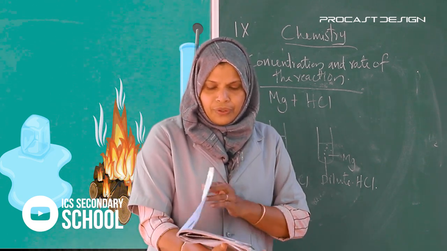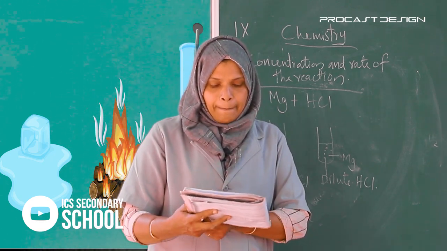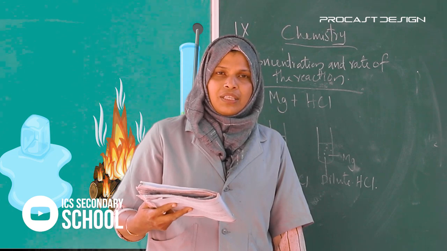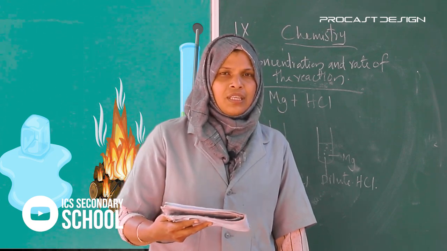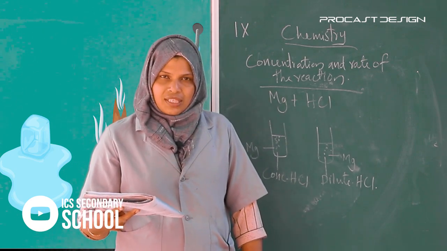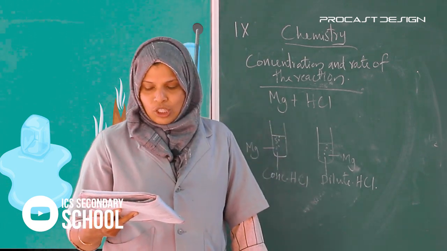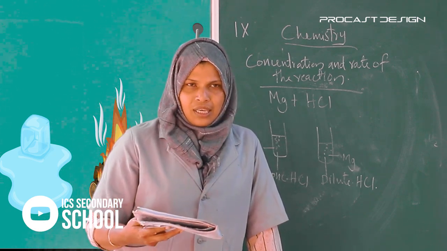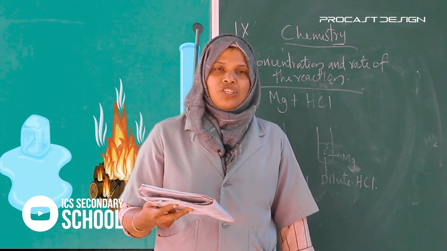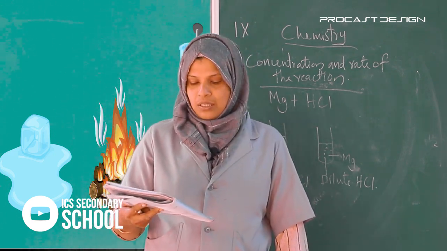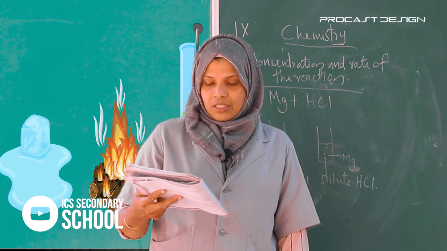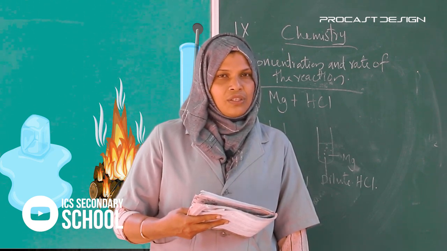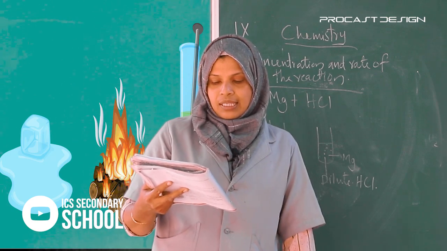Here are some questions for you in your textbook. First one: what are the materials required? Magnesium ribbon, dilute hydrochloric acid, concentrated hydrochloric acid, test tube. Is it necessary to have magnesium ribbon of equal mass? Yes, it is very necessary. The magnesium ribbons should have equal mass. Next, what about the volume of HCl? The volume of HCl should be equal.